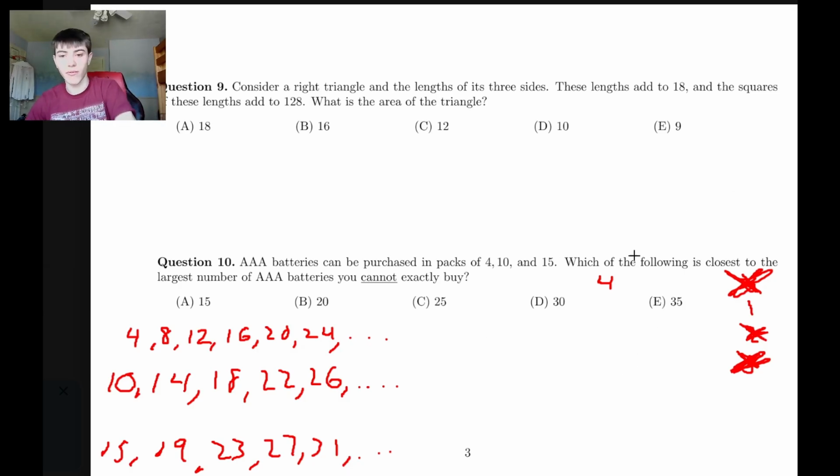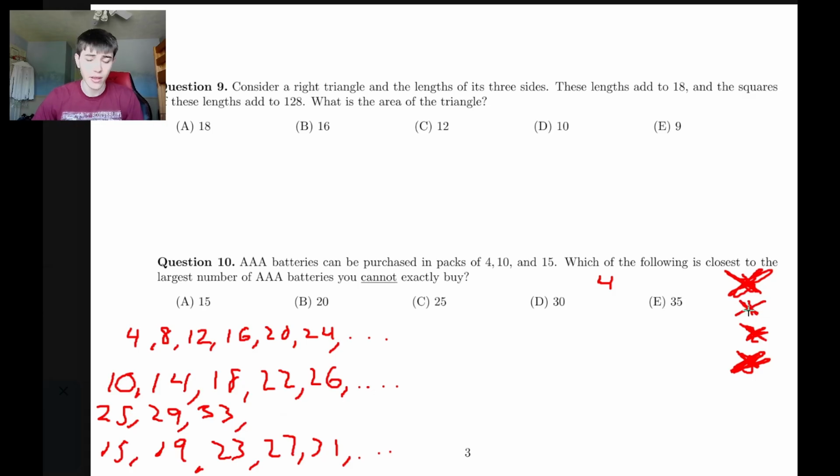25 we can make, right? Because if we have a pack of 10 and a pack of 15, then we can make 25. So if we make 25, then we can make 29, and then we can make 33, and then we can make every number after that, right? Because we're filling in the gaps before. We have 24, 25, 26, 27, and then we're going to have 28, 29, 30, 31.